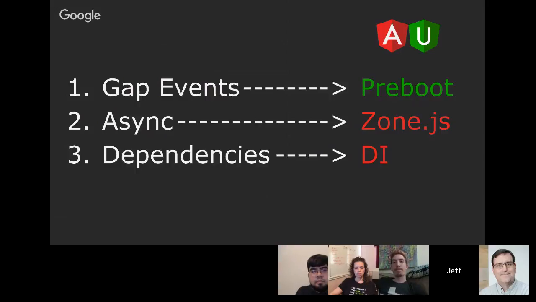Zone wraps every async call, and in Angular Universal, or the platform server now, we keep track of all of those async events, know when they're completed, and then are able to send back a response from the server once that stability is reached. Patrick, did I describe that correctly? Yeah, that sounds about right.